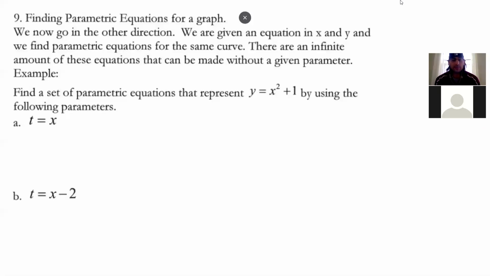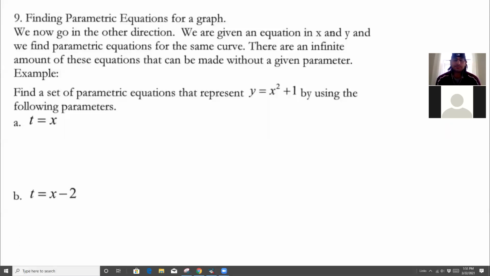So far we learned the first section, where we took parametric equations and graphed them and turned them into rectangular equations, also known as eliminating the parameter. Now we're going to go the other way. We're going to take an equation and turn it into a parametric equation. The thing with that is there's an infinite number of ways to do it, because you can choose any parameter that you want for x or y, and then the other variable will depend on that.